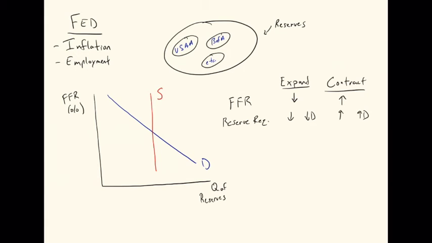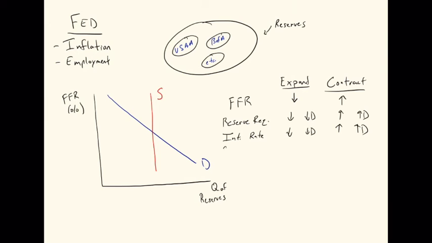Second, the Federal Reserve can change the interest rate that it pays on the reserves held in this central repository. Under expansionary policy, they would decrease the interest rate, thereby decreasing the demand for reserves. And under contractionary policy, they would increase the interest rate, thereby increasing the demand for reserves.